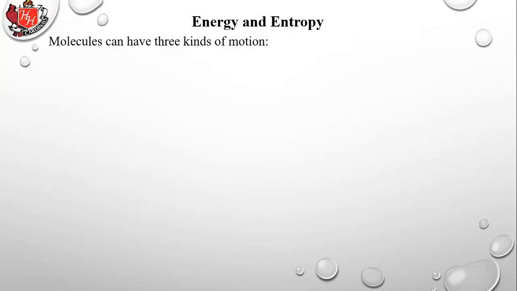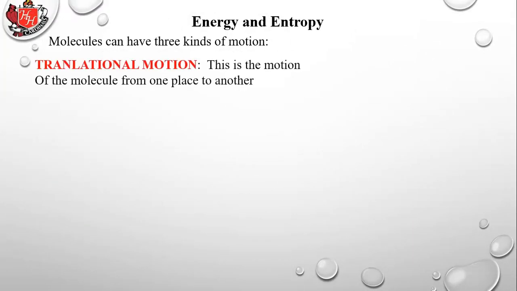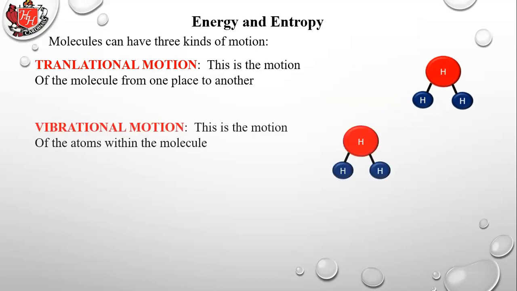Molecules can have three kinds of motion. Translational motion, this is the motion of a molecule from one place to another. So when this molecule moves from point A over to point B, that's a translational motion. Vibrational motion, this is the motion of the atoms within the molecule. So the molecule can wiggle, it's wiggling.